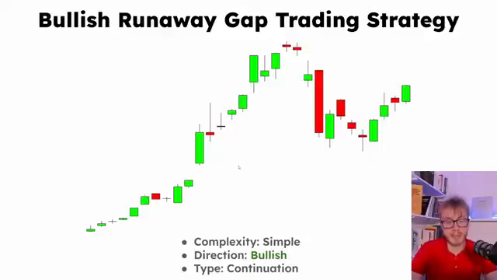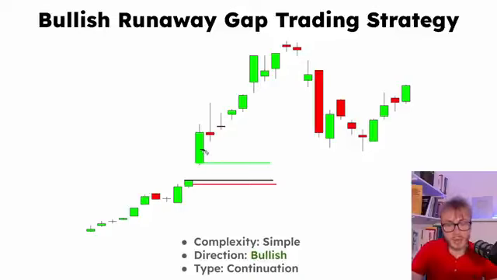So how do we trade this pattern? Well, the most common entry point is to enter here at the open after the gap. As for your stop loss, you usually want to place the stop loss here below the lowest point of the gap. So this black line is the lowest point of the gap. And a common way to set your stop loss is to place it below this point. Why do we do this?